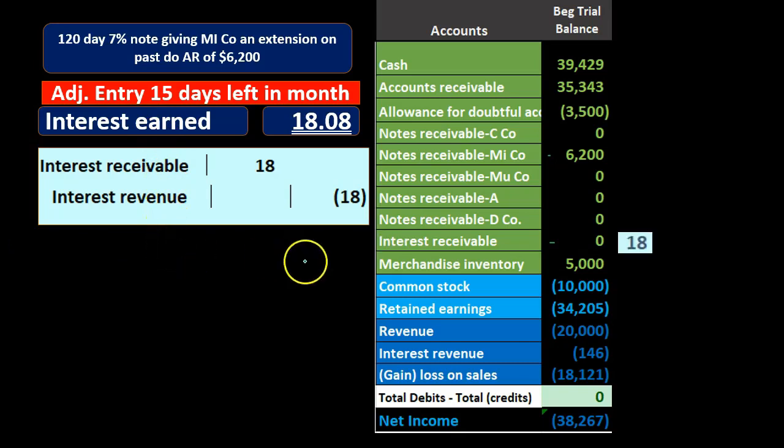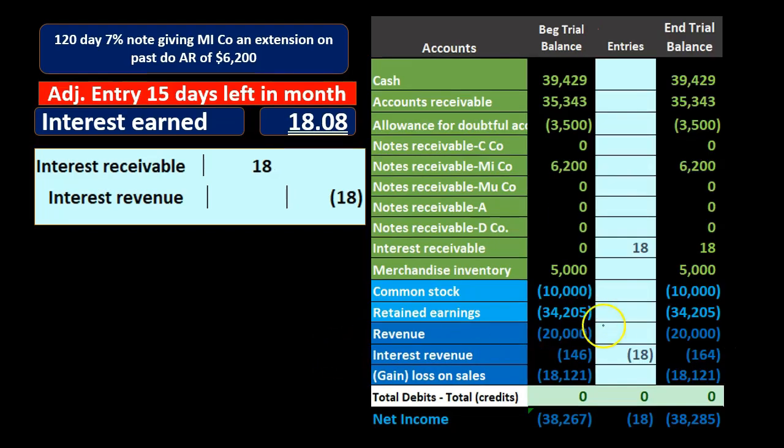So, recording this out, we had interest receivable, an asset account, going up in the debit direction, started at 0, up by 18, debit to 18. Then we've got the interest revenue starting at 146 here. It's going up by the 18 to 164. Okay, and then if we see all the accounts, then of course revenue is increasing. Even though we haven't received the money, we do need to recognize revenue.